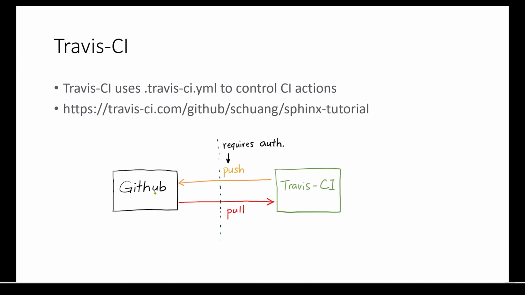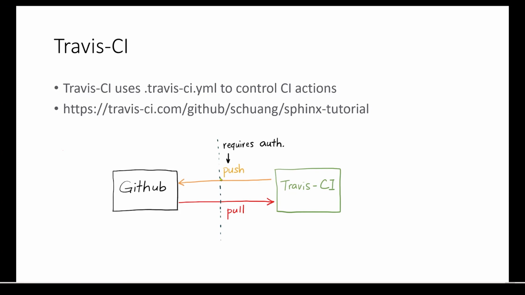Because maybe your repository is private, your Travis account needs to get the permission from your GitHub account to get your data. Once you run your CI/CD process, maybe you need to push your data back to GitHub, right, to show the results or to show something. Since you are pushing data from an external site into GitHub, you need to authenticate this push action.